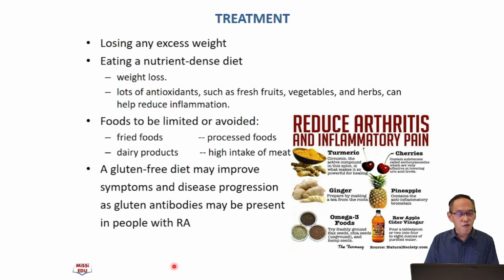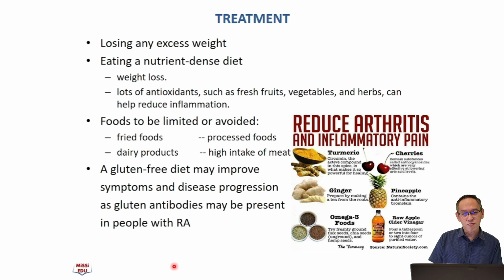And we have to avoid or limit certain foods, for example, fried foods, dairy products, processed food, and we have to reduce the intake of meat. Gluten-free diet may improve symptoms and disease progression, as gluten antibody may be present in patients with rheumatoid arthritis.